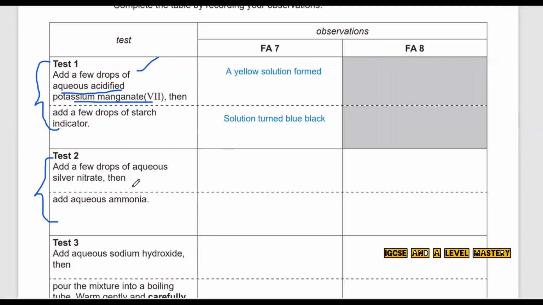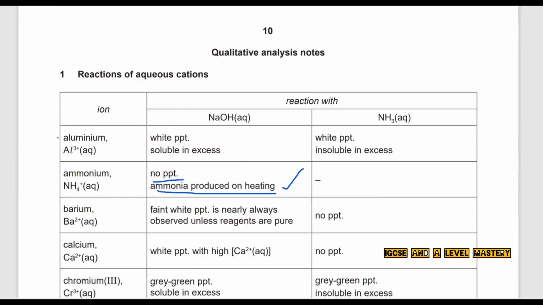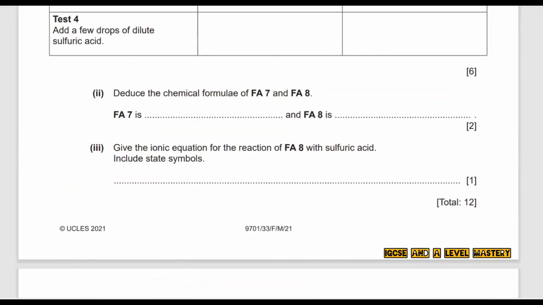Add a few drops of aqueous silver nitrate, then add aqueous ammonia. Since this is not a common reagent, what do we mean by common reagent? Common reagents are NaOH and NH3. NaOH or NH3 are the common reagents which are used for testing the cations. Since silver nitrate doesn't belong to the common reagents NaOH and NH3, we can say that this is not a test for cations, because only in cations will we be doing the common reagent test with aqueous NaOH and aqueous NH3. Since we are not using both of these reagents, we are not testing for cations in this test. Rather, we are testing for anions.